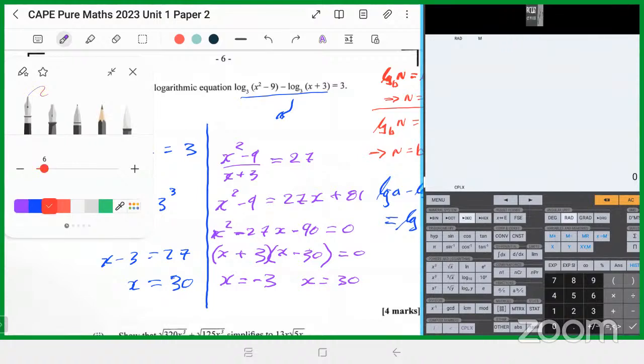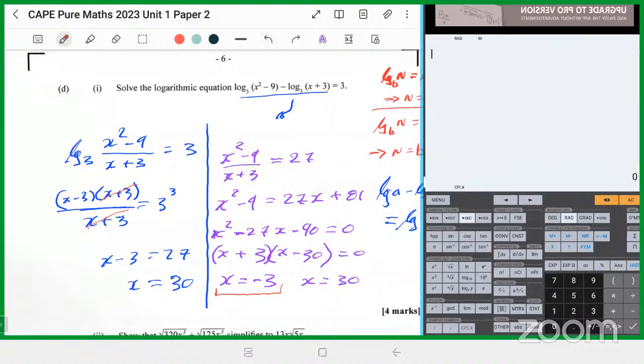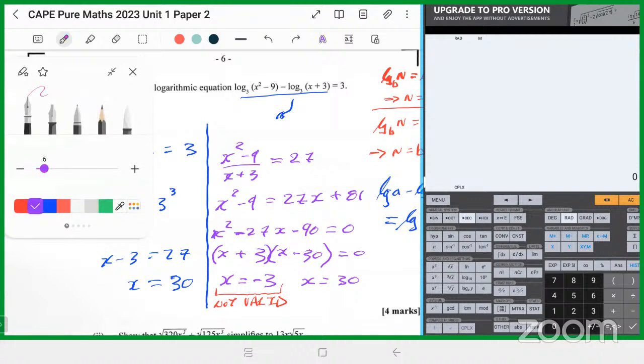So if you did it this way, and I got these two answers, you would have to say that this answer is not valid because it cannot work in the original equation. All right, so you could have done the question this way, but you have to declare that this answer is not valid. And so this will be the answer anyway, so it's okay. Understand that, guys? So this is our other method.